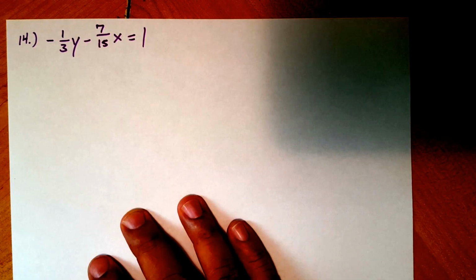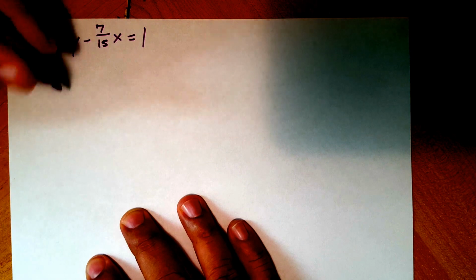Let's take a look at one more example. We'll do one with fractions, since you guys love the fractions. Let's start off with number 14. So we have -1/3 y minus 7/15 x, and that's equal to 1. Again, don't get scared. Write the slope-intercept form and start making logical decisions.